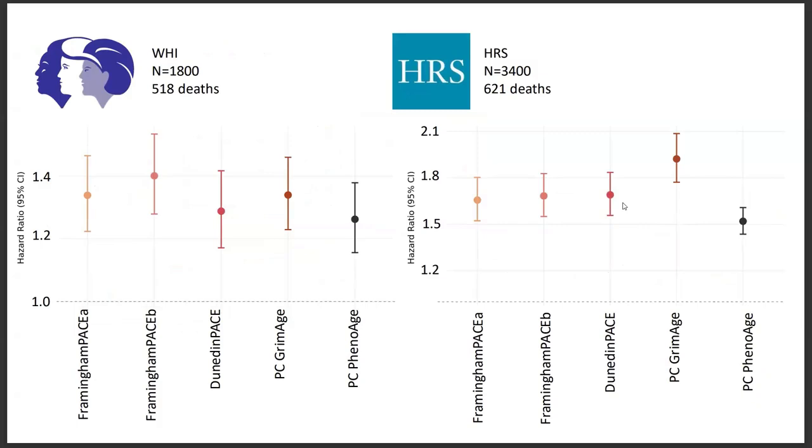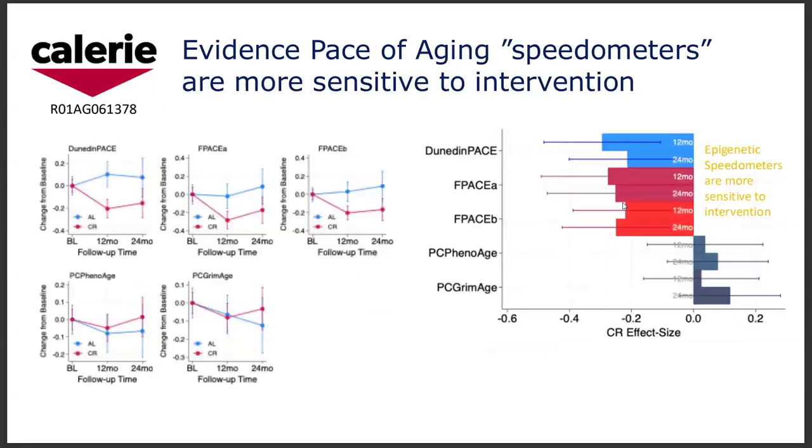So these are data from the Women's Health Initiative and the Health and Retirement Study. Here we're looking at, I think, 18 years of follow-up, and here this is only 6 years of follow-up. And you can see the effect size ranges are a little different, but the Framingham Pace algorithms are on the left side. They're next to Dunedin Pace, and then you have GrimAge and PhenoAge. And you can see, again, we're delivering comparable precision in prediction of survival to the other metrics.